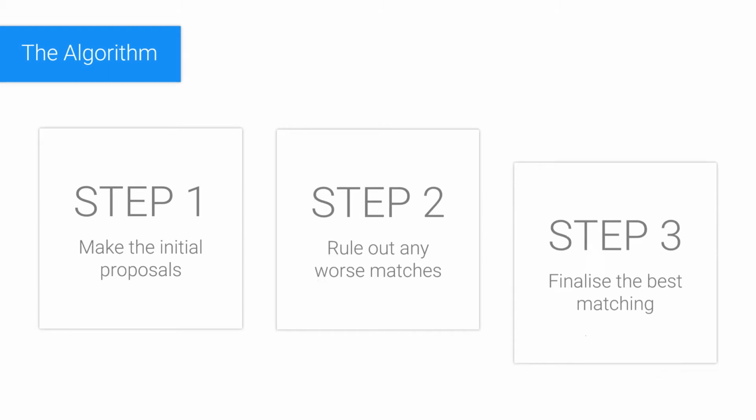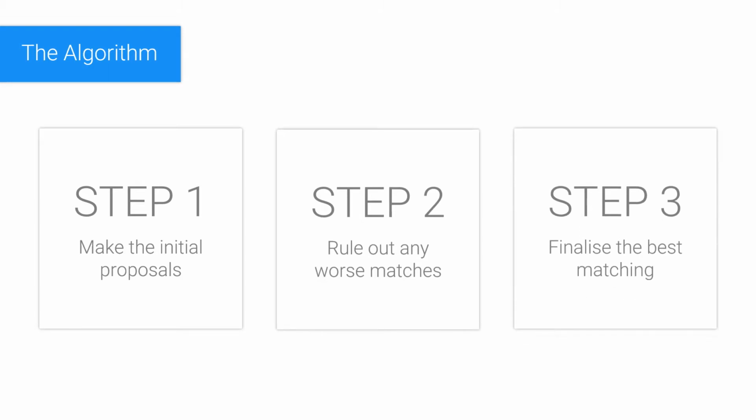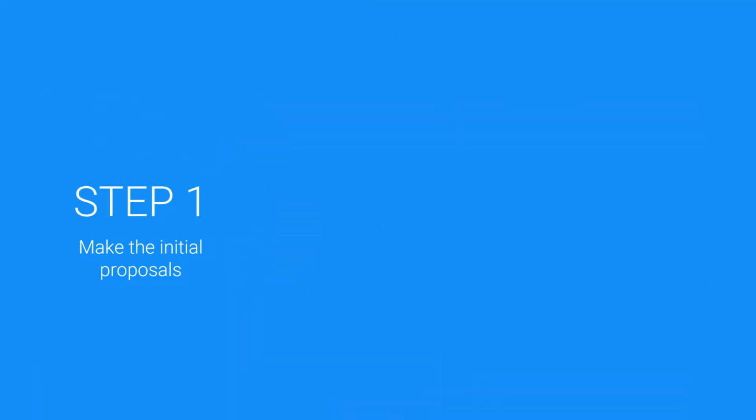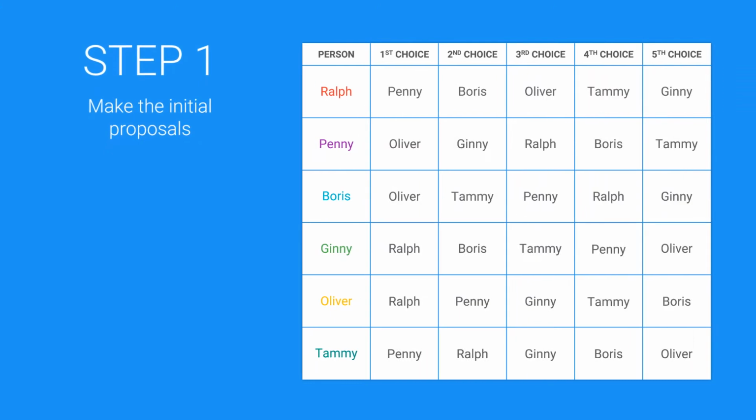As we mentioned, the solution to this problem is Irving's algorithm, and that can be broken down into 3 steps. The first step is very similar to the Gale-Shapley algorithm, which is used in the stable marriage problem. The first step is where each person in the group makes their initial proposals to the others.